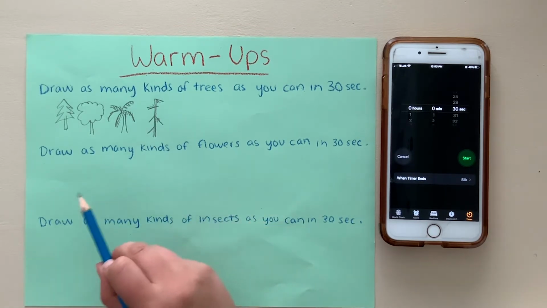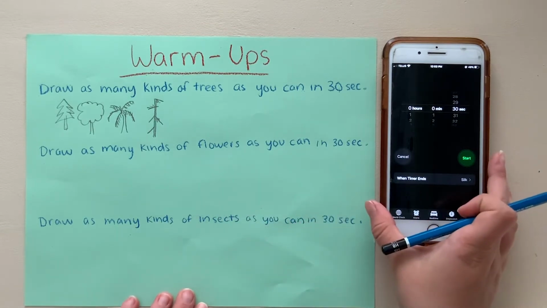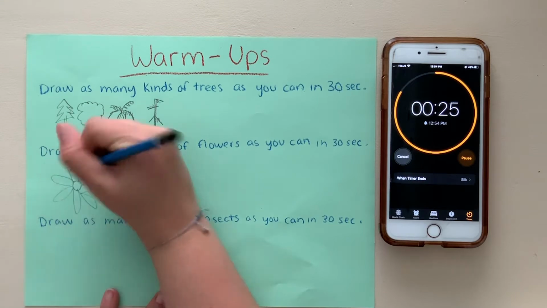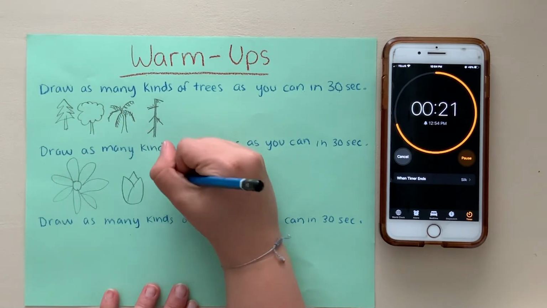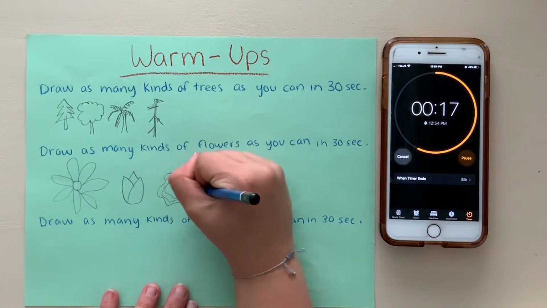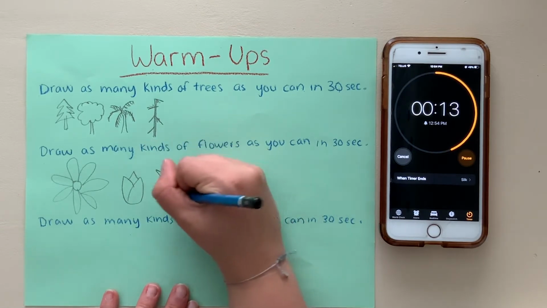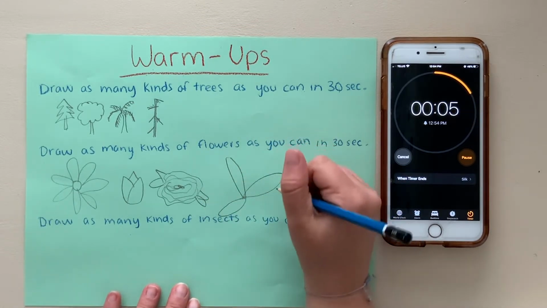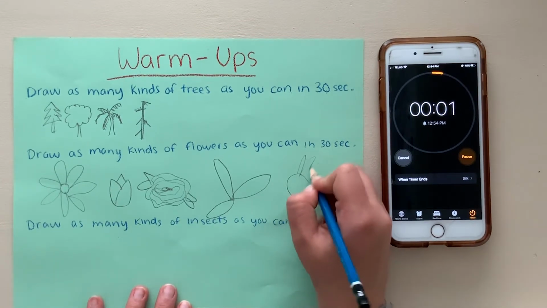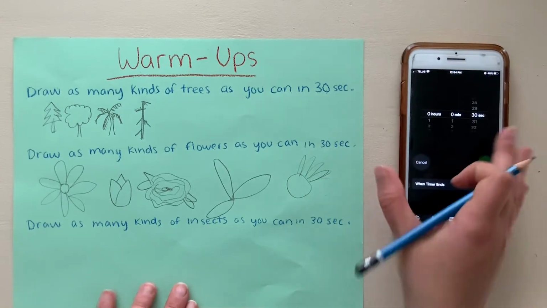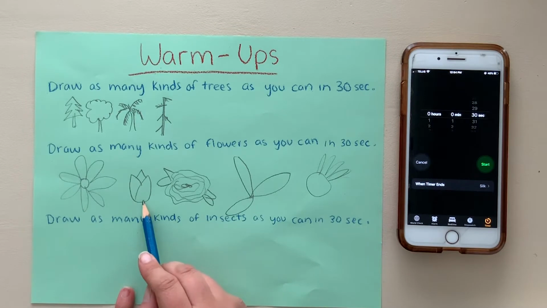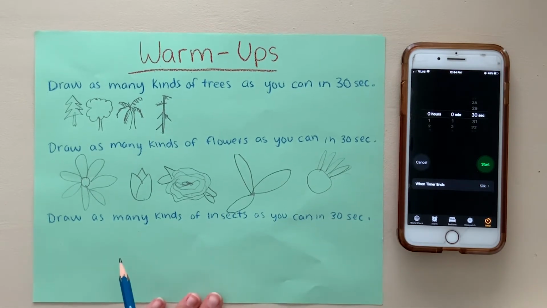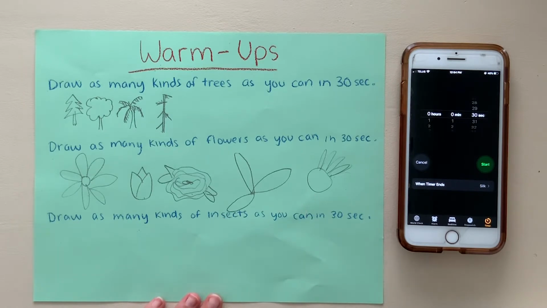Okay, so the next one is going to be draw as many kinds of flowers as you can in 30 seconds. So I'm going to set my timer and we're going to go ahead. Okay, so I have five here. I have a daisy, a tulip, a rose, a trillium, and I was just getting started on my sunflower when the timer went off. Okay, and the last one is going to be to draw as many kinds of insects as you can in 30 seconds.